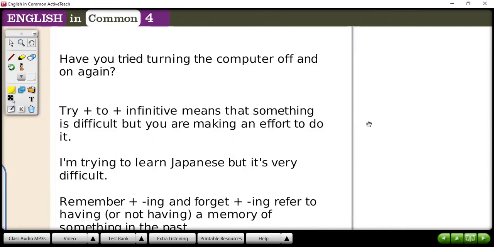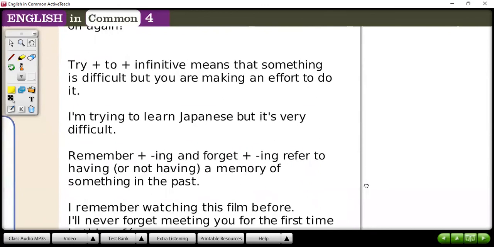For example, I'm trying to learn Japanese, but it's very difficult. I'm making an effort to learn Japanese, okay? But it's difficult. So that's the idea when we use the verb try with the infinitive.